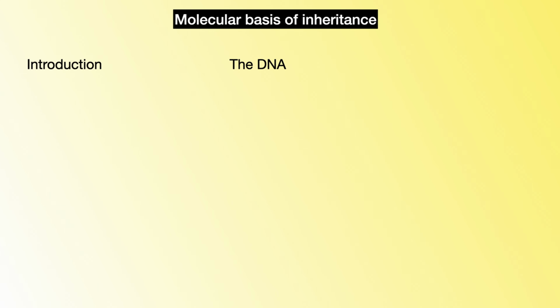Cytosine with ribose sugar becomes cytidine. Cytosine with deoxyribose sugar becomes deoxycytidine. Uracil with ribose sugar becomes uridine. Uracil cannot be associated with deoxyribose sugar. Very important: thymine with deoxyribose sugar becomes deoxythymidine. Thymine cannot be associated with ribose sugar.